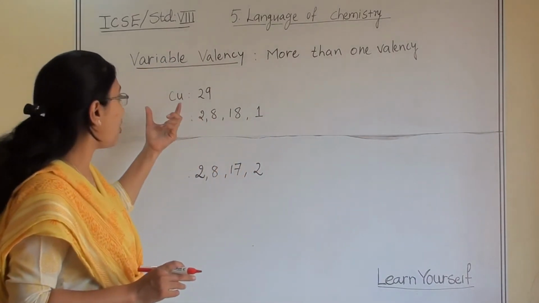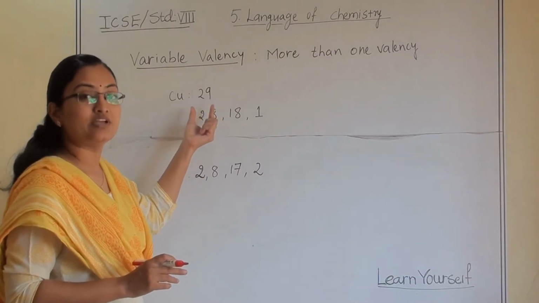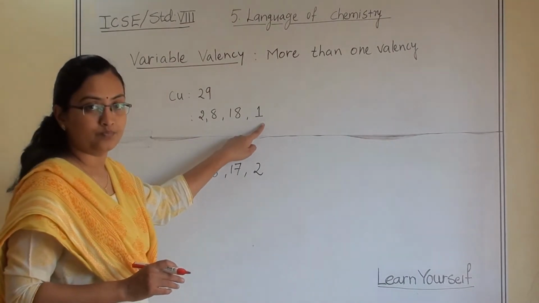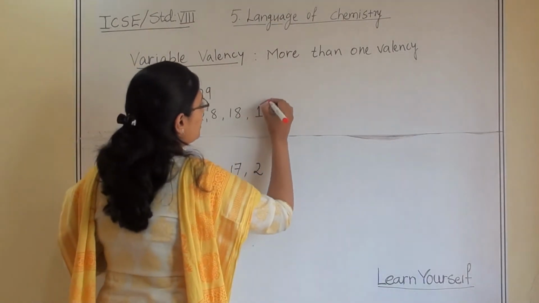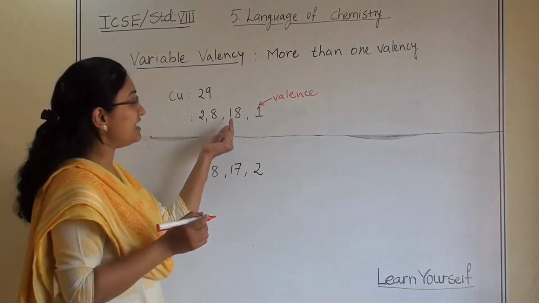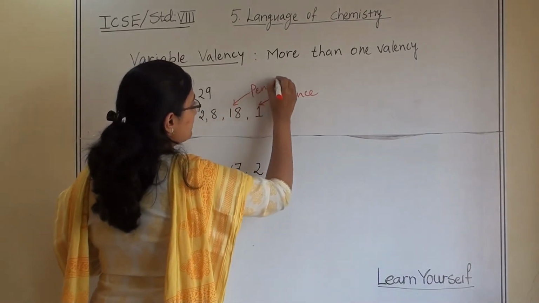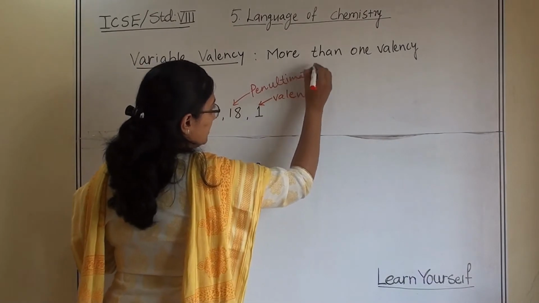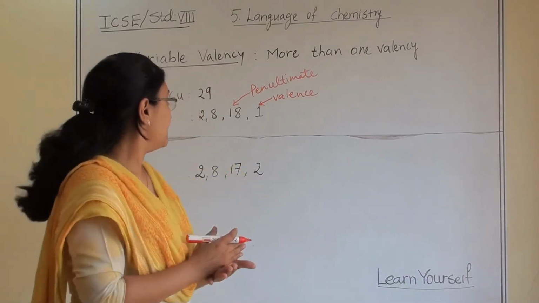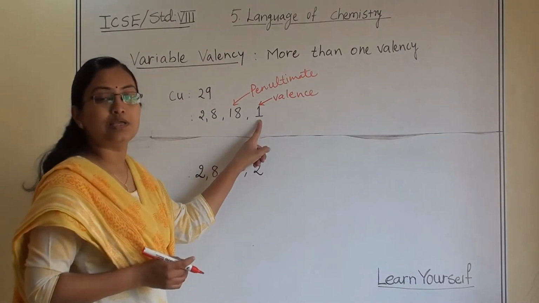For example, copper. Copper's atomic number is 29. So its electronic configuration will be 2, 8, 18 and 1. Now here, we know that this is the valence shell. But the second last shell we call the penultimate shell. Penultimate means the second last orbit. So if you see here, in 18 and 1, it has only one electron.